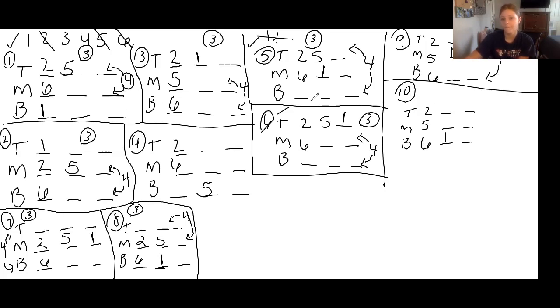Okay, so in number 9, 4 can go at the top and 4 can go at the bottom. And we have a floater as 3. Number 10, 4 can go at the top, 4 can go in the middle, and 3 is a floater again.